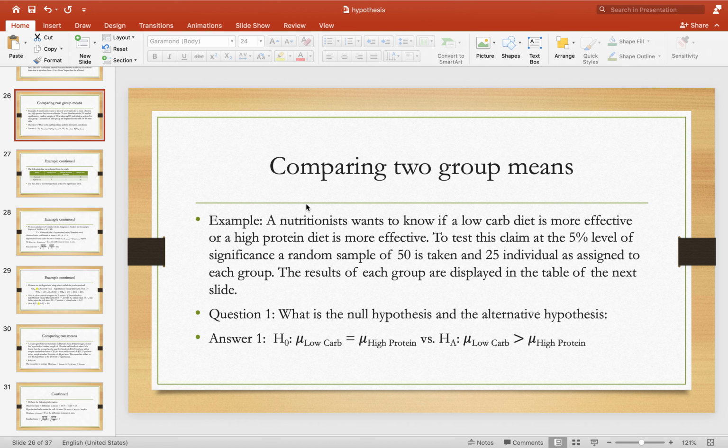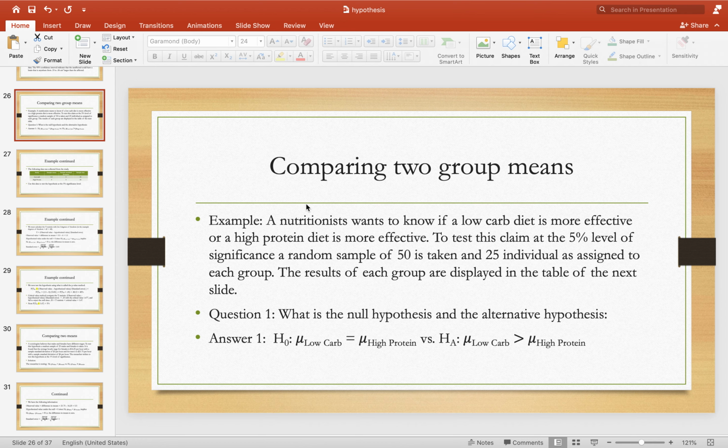Welcome back to part 2 of my lecture on hypothesis testing for comparing two means. And let's get started right away with an example. And let's first state the null and the alternative hypothesis.